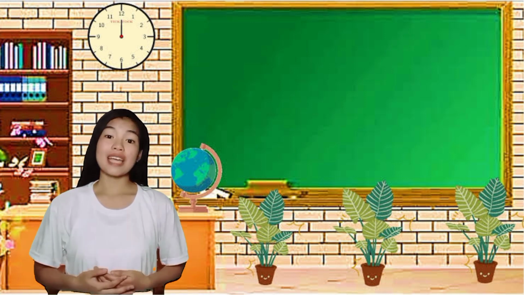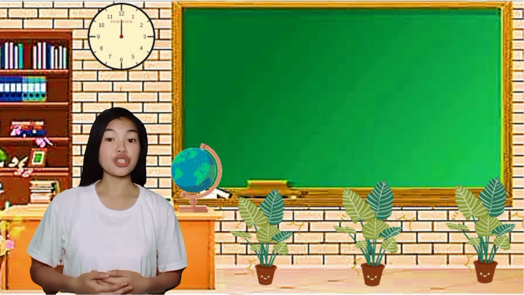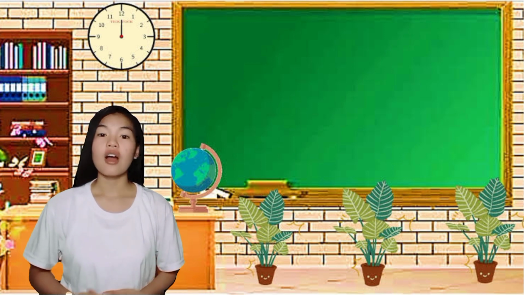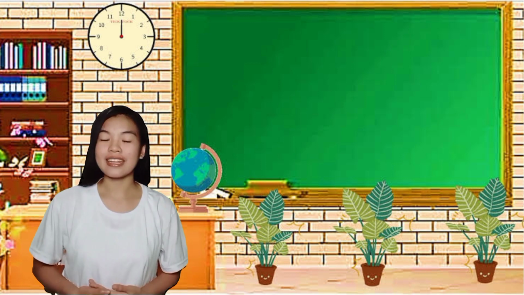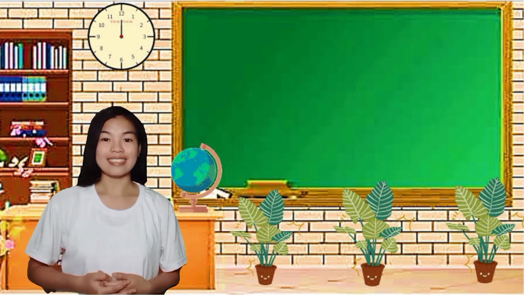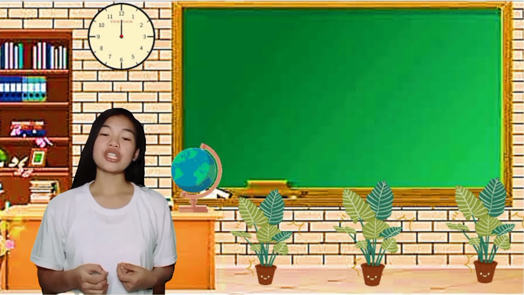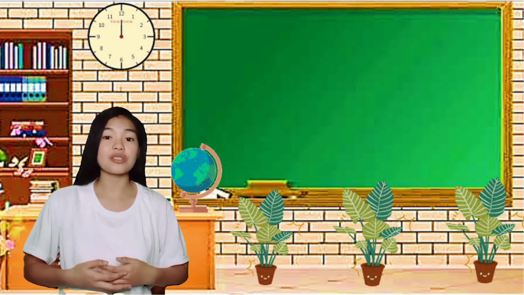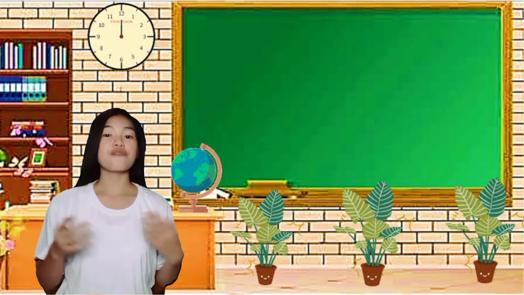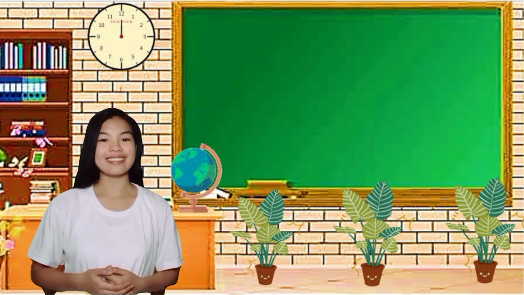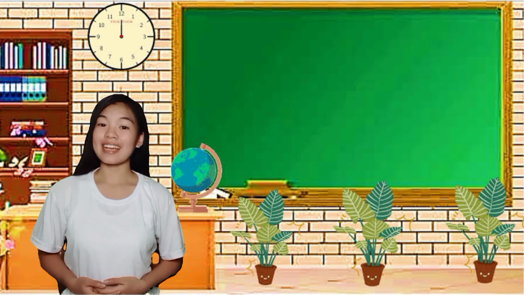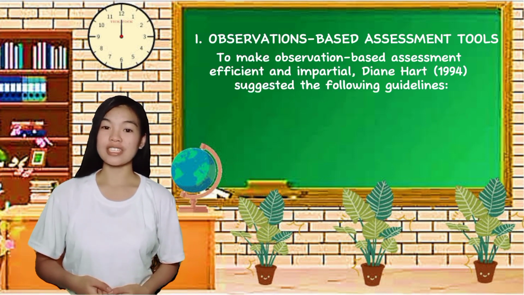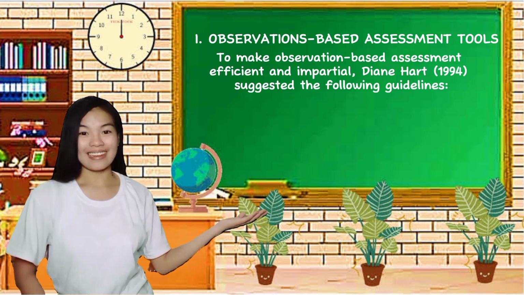The results of tests and measures provide teachers with valuable information about the student's level of knowledge and understanding at a particular point in time. This information can be used to identify areas where a student may need additional support or to evaluate the effectiveness of instruction. To make observation-based assessment efficient and impartial, Diane Hart in 1994 suggested these guidelines.